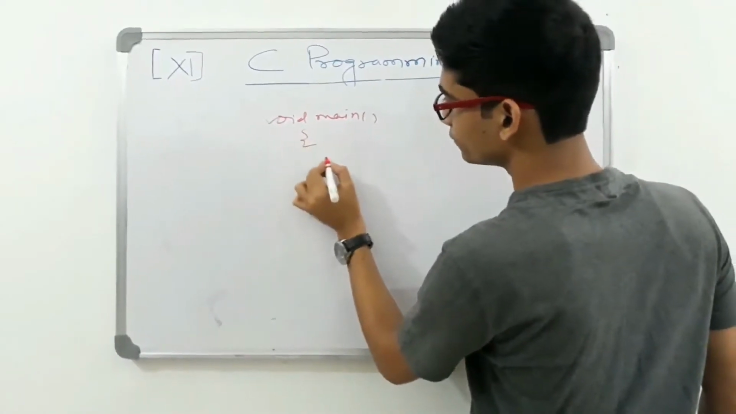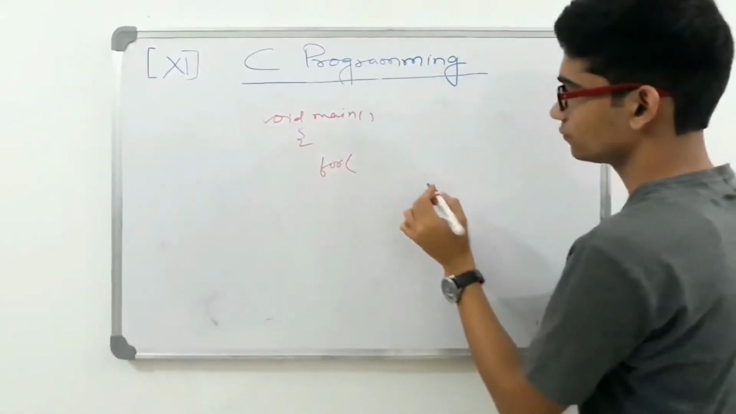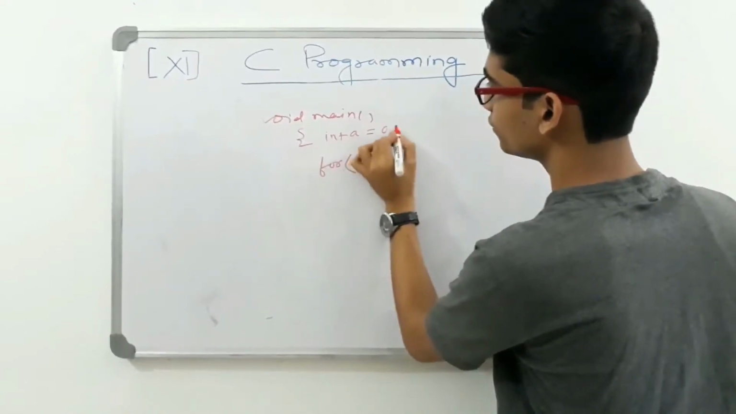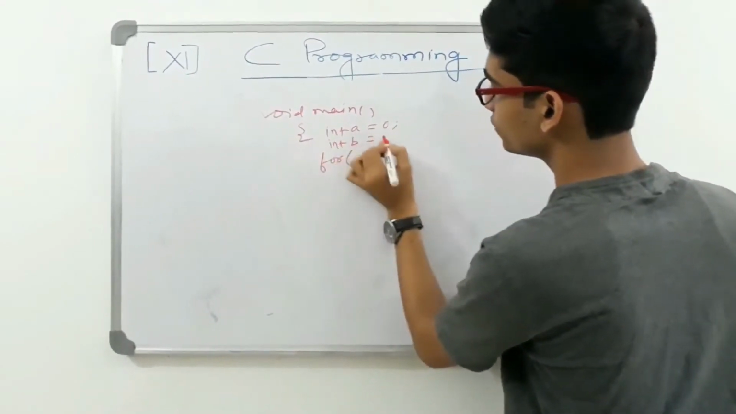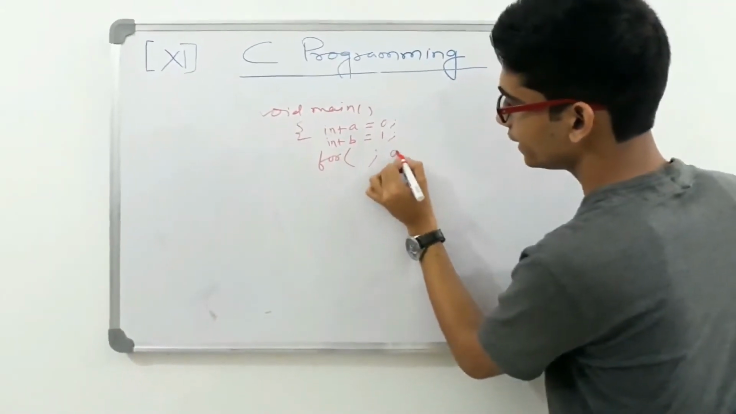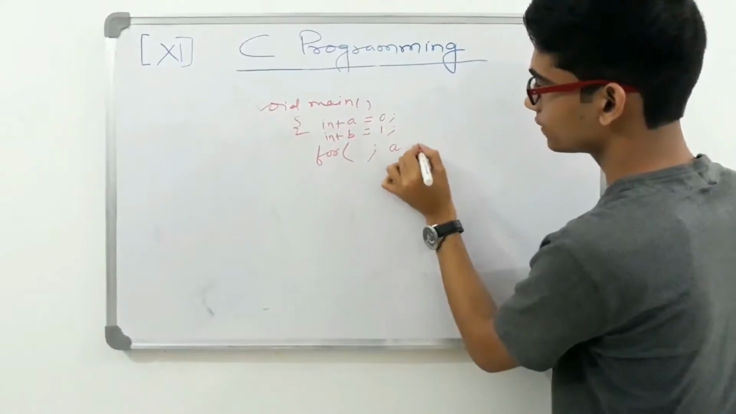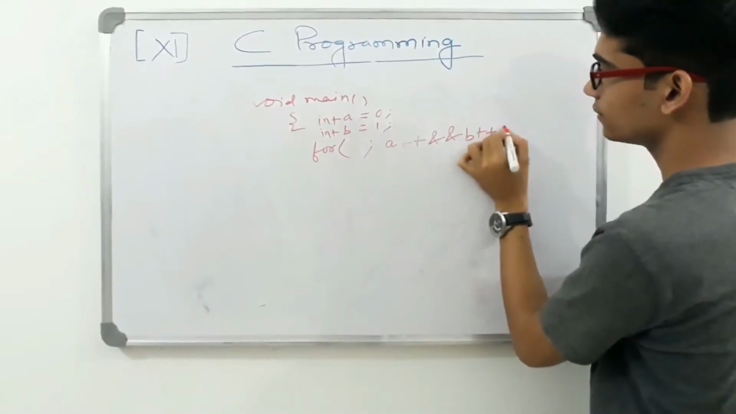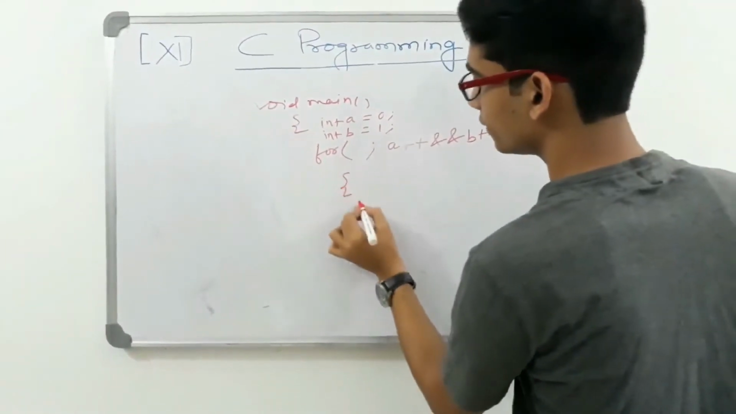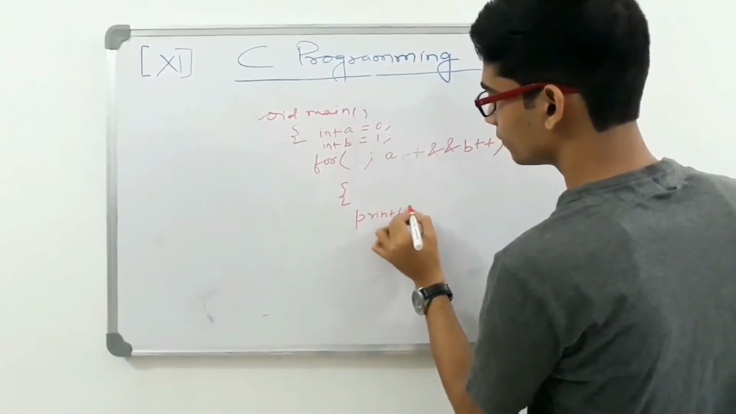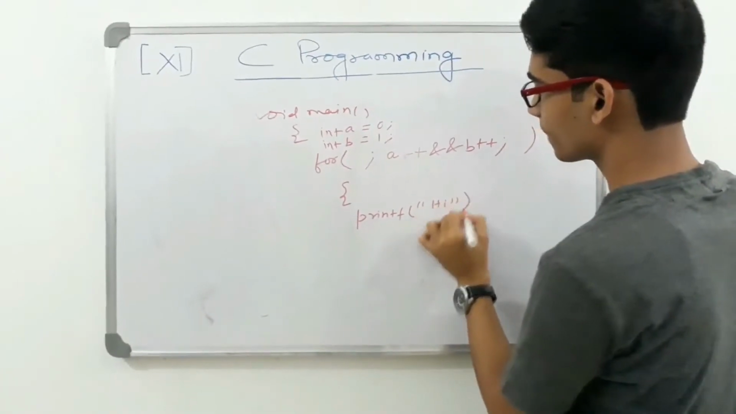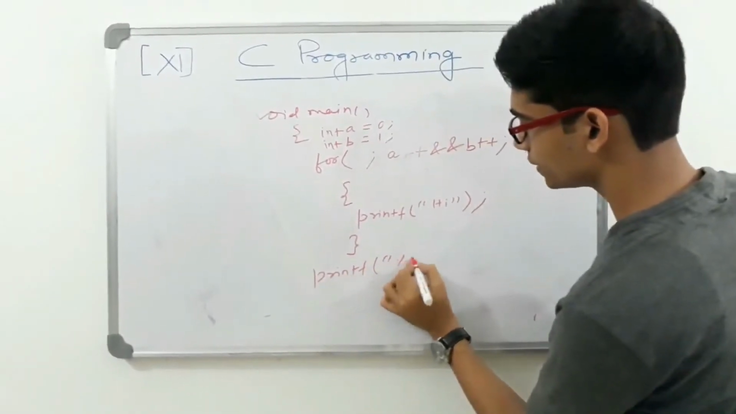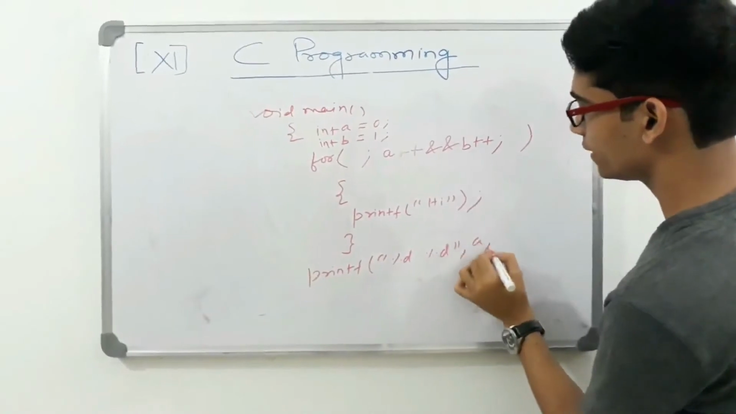See, I write for (int a = 0, int b = 1; a++ && b++;) and then I write printf("hi"), close it, and here I write printf("%d", a, b).